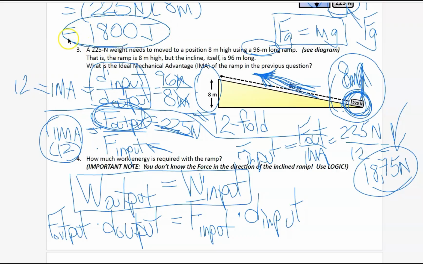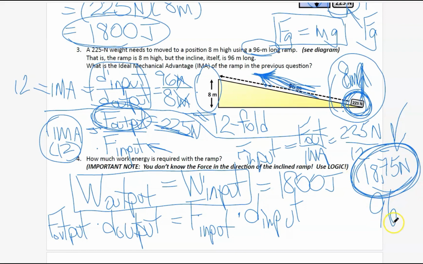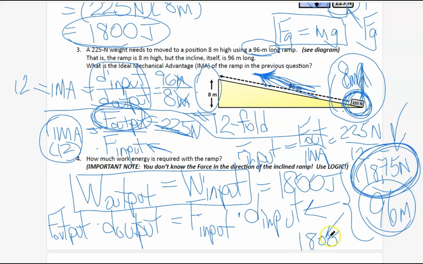And we've already calculated how much energy it is to lift something straight up. So we know how much energy we have to put in when we use the ramp. It's still 1,800 joules. And you could actually get that same value by taking the force you already calculated and multiplying it times the distance you know you have to push. If you multiply the input force times the input distance, which are these variables here, you will get the same 1,800 joules of work that is performed.